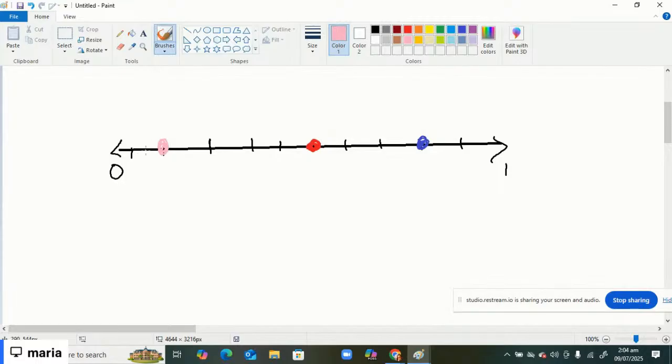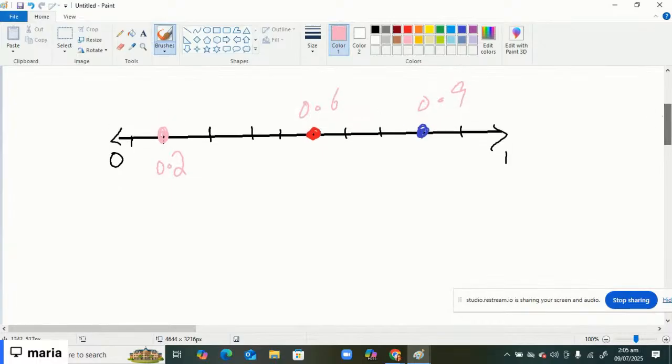So this is 0.1, this is 0.2, then 0.3, 0.4, 0.5, and that is 0.6. This is 0.7, 0.8, and this is 0.9. In this way we are going to find it out.